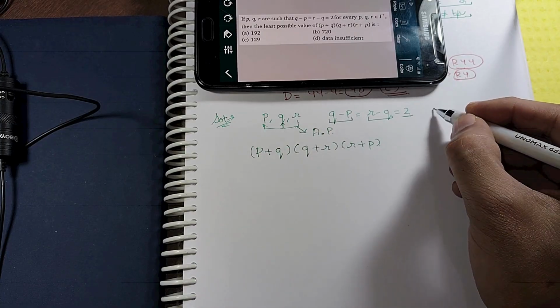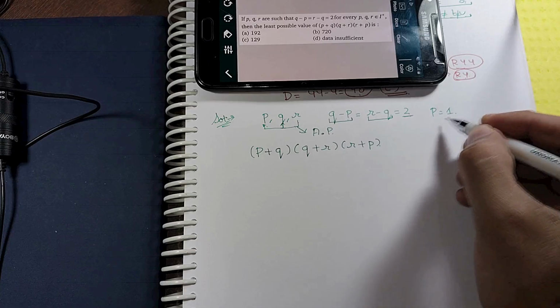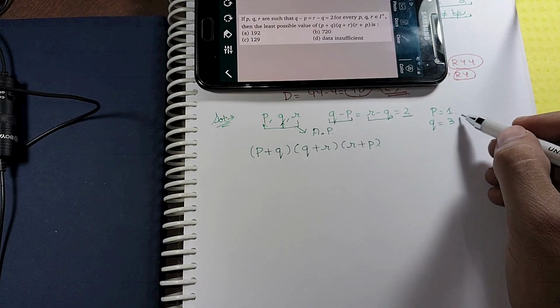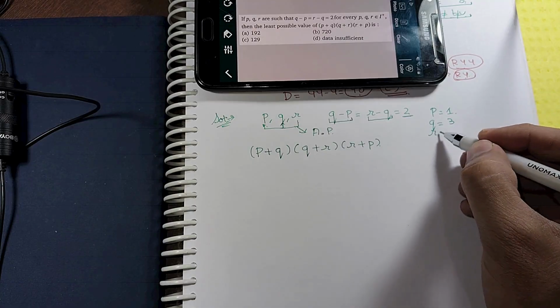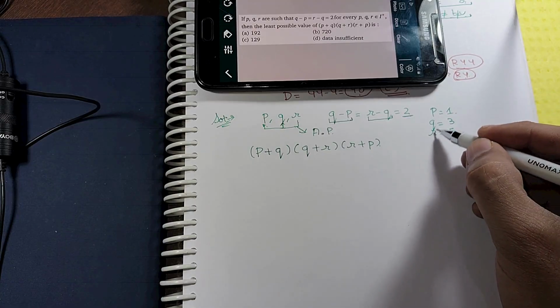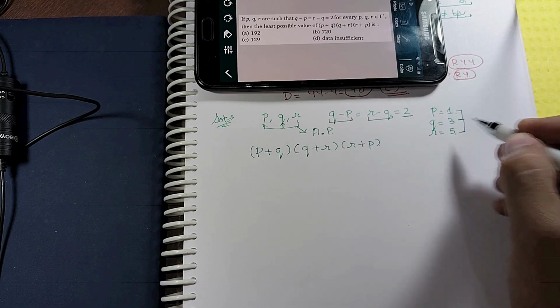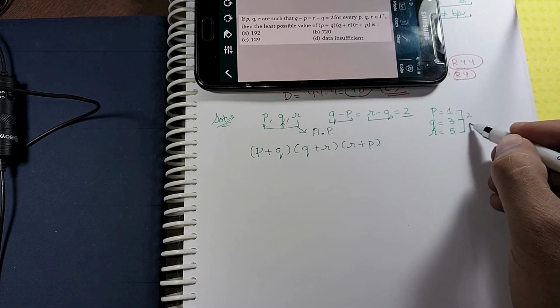So if I suppose P should be equal to 1, in that case Q will be equal to 3, because Q minus P should be equal to 2, and R will be equal to 5, because R minus Q should be equal to 2, because this difference should form an AP. The difference should be equal. It is 2 and 2.